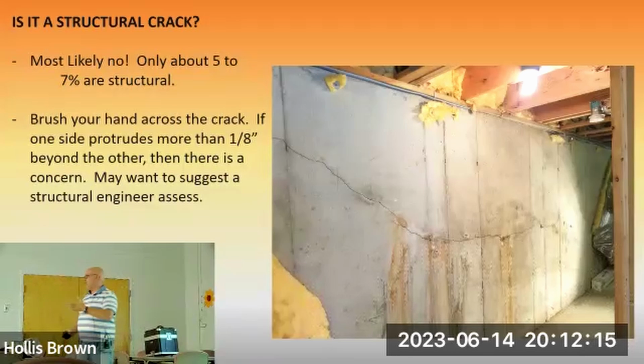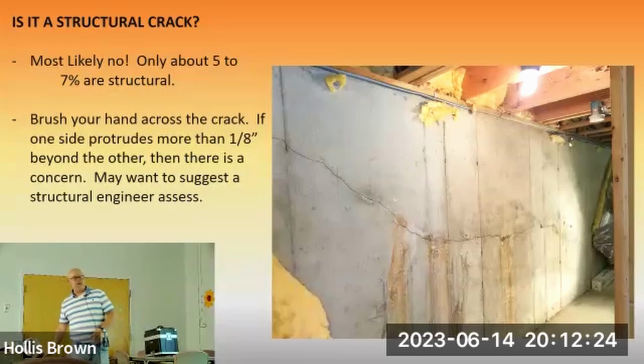But when you're looking at it, and if you have some concern, basically what I do is I brush my hand across the crack. If one side protrudes more than the other, an eighth of an inch beyond the other, then there is a concern. You may suggest having a structural engineer assess it. And I see that a lot of times in the reports, because the reports are forwarded to me.